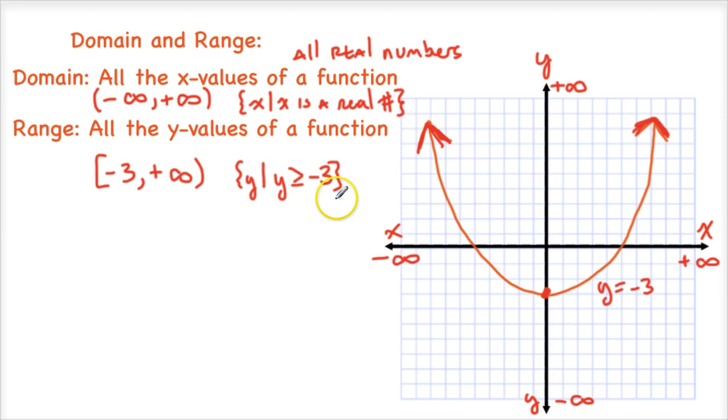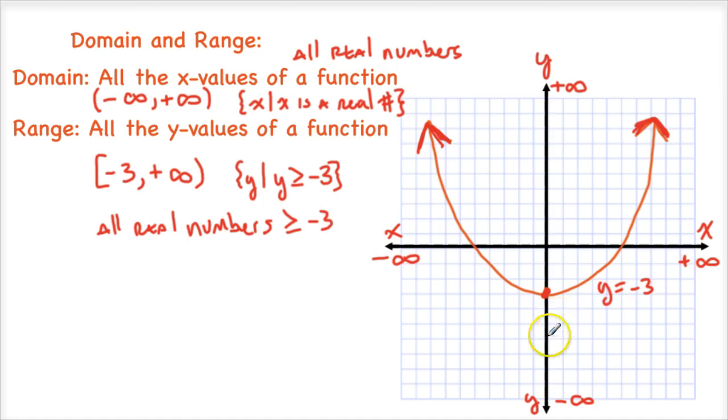Or you could write out that the range is, I think I might have said domain here, the range is all y values such that y is greater than -3. Or you could just write that out. So the range is all real numbers greater than or equal to -3. Okay, so that's one way to think of it.